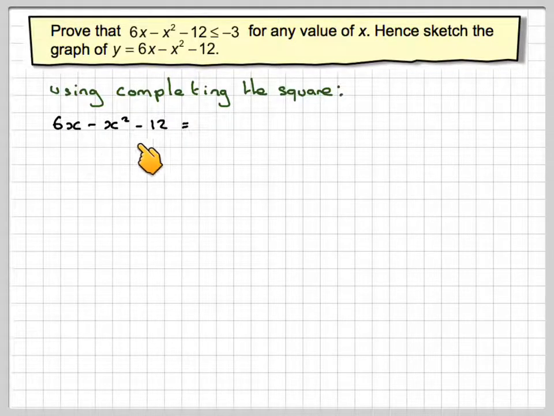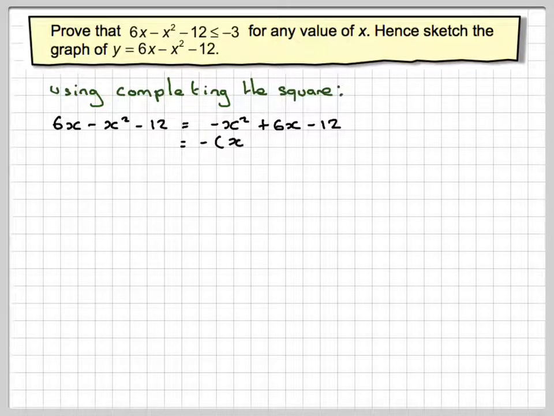Now we've got this all sort of jumbled up, so we'll put it in the normal format of a quadratic. So we're going to have minus x squared plus 6x and then minus 12. That's now in the format ax squared plus bx plus c. Right, we now take out a minus sign. So if we take out a minus sign, this becomes x squared, that plus will become a minus 6x, and we'll close the bracket and leave a minus 12 at the end.